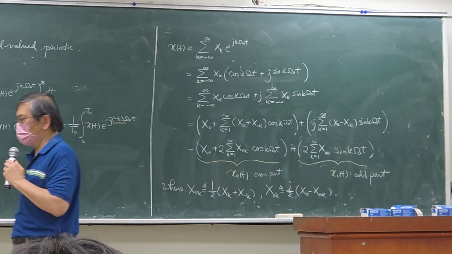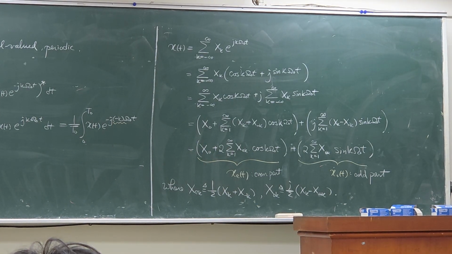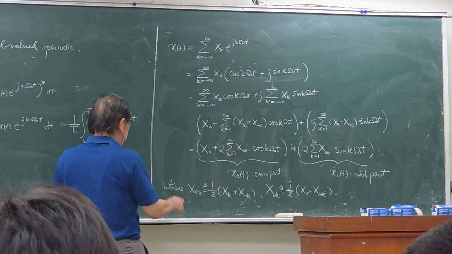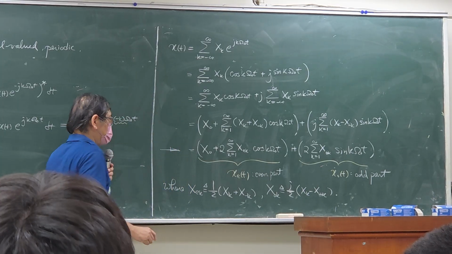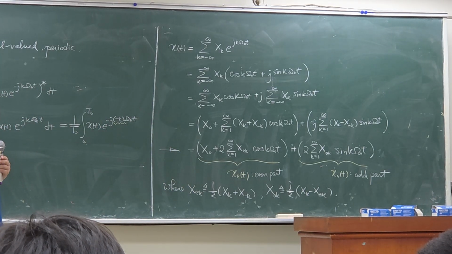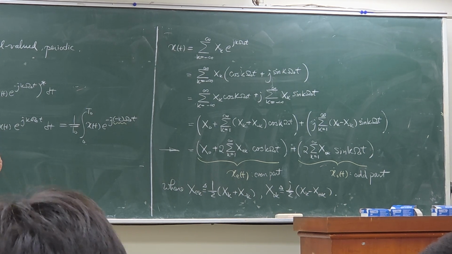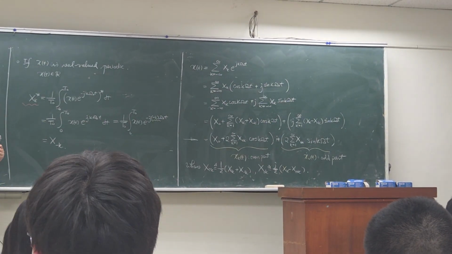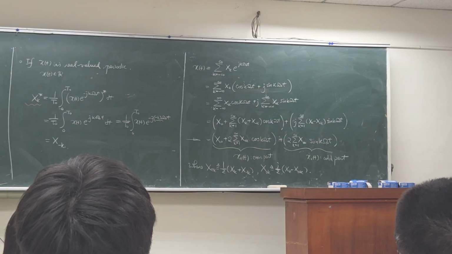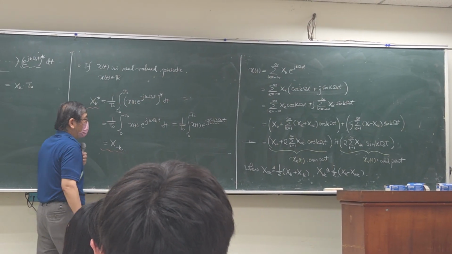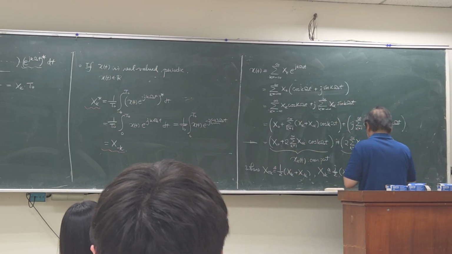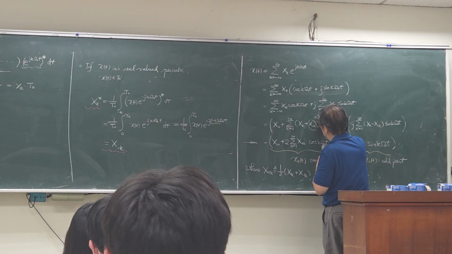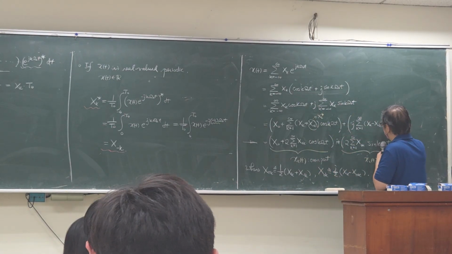Now, if we are considering a real function, then the complex Fourier series expansion also can be reduced to the Fourier cosine and Fourier sine series expansion. Recall that in the previous step we have proved the complex conjugate of x of k is equal to x of negative k. So here, x of negative k can be replaced by x of k complex conjugate.